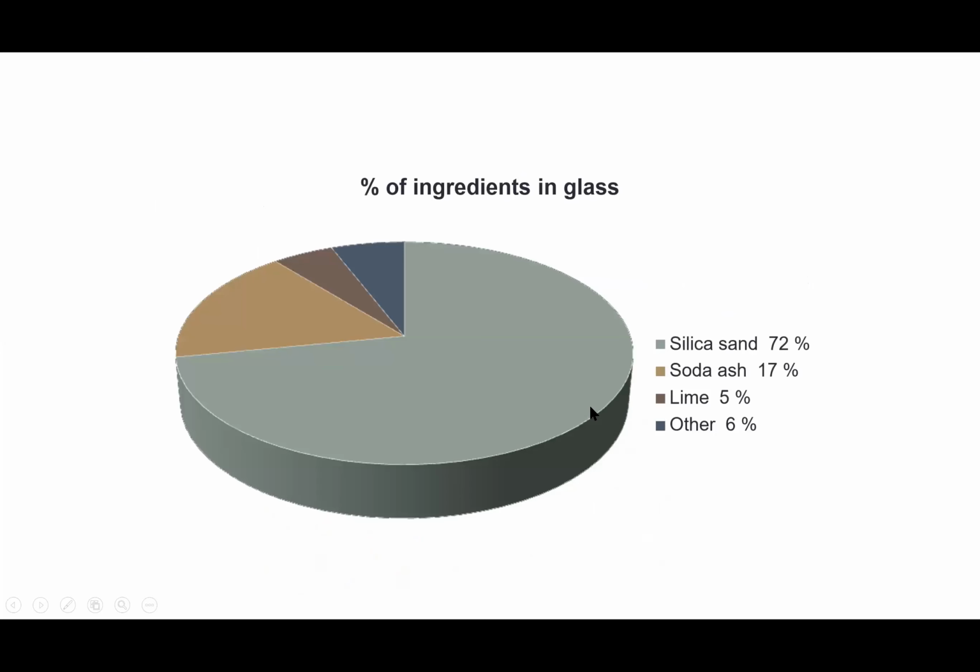Okay, so what are the ingredients of glass? The ingredients are mostly silica sand, around 72% of the glass. Soda ash is 17%, and lime is 5%. Soda ash is sodium carbonate, and lime is calcium oxide. Other things like potassium oxide, sometimes aluminum oxide or manganese, all other oxides are available, but in very small amounts. It is mostly silica sand.